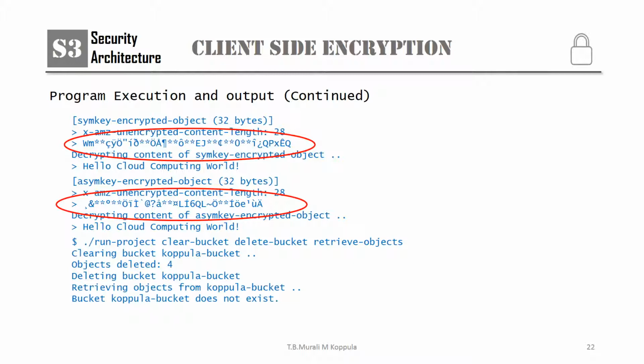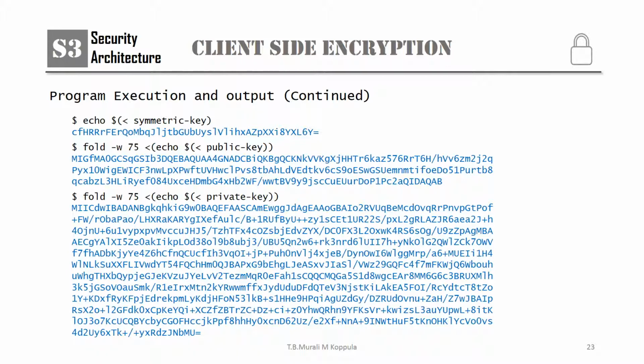The above steps of running the program generate and use a symmetric key and a pair of public and private keys. The keys are stored in three files: symmetric key, public key, and private key, respectively. They are stored in the files in base64 encoded form. The contents of the files are shown here. These files can be read directly with the AWS SDK or any other tool such as OpenSSL.